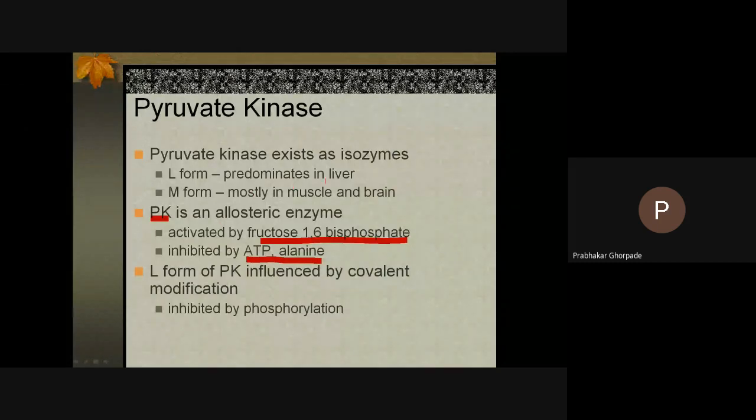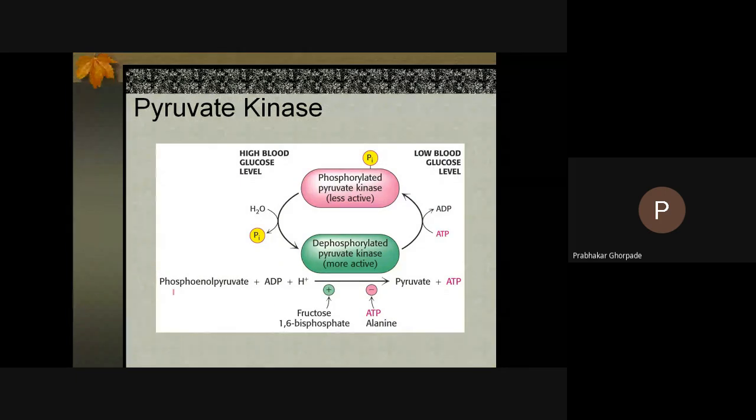So L form is for liver, M form is for muscle, and the M form is also present in the brain. The L form is influenced by covalent modification and is inhibited by phosphorylation. If you dephosphorylate pyruvate kinase, meaning you remove the phosphate from this enzyme, then it is in its most active form, and phosphoenolpyruvate can be converted into pyruvate and an ATP molecule. But in the presence of ATP, what happens? Pyruvate kinase gets attached to a phosphate group.